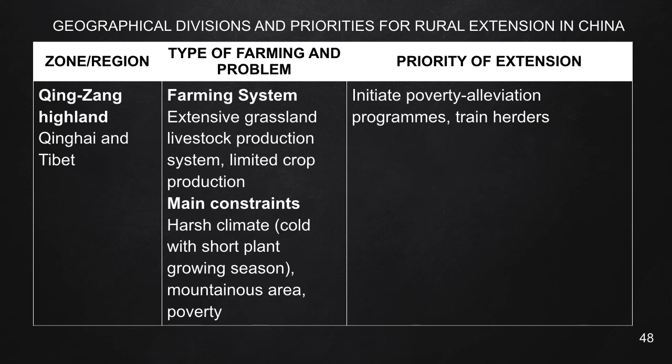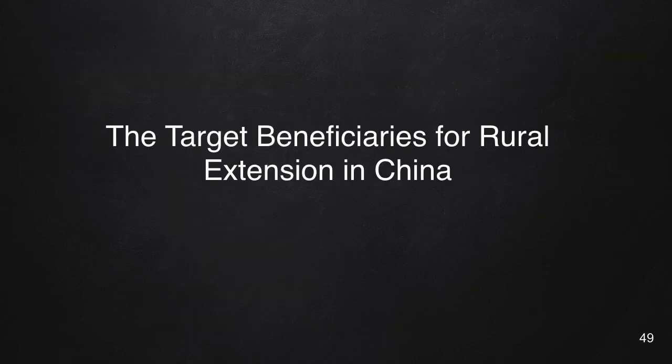And for Qinghai-Tibet Highland, the farming system is extensive grassland, livestock production system, and limited crop production. The main problems are harsh climate, which is cold with a short plant growing season, mountainous area, and also poverty. So the priorities of extension for this region are to initiate poverty alleviation programs, and they also consider training herders.